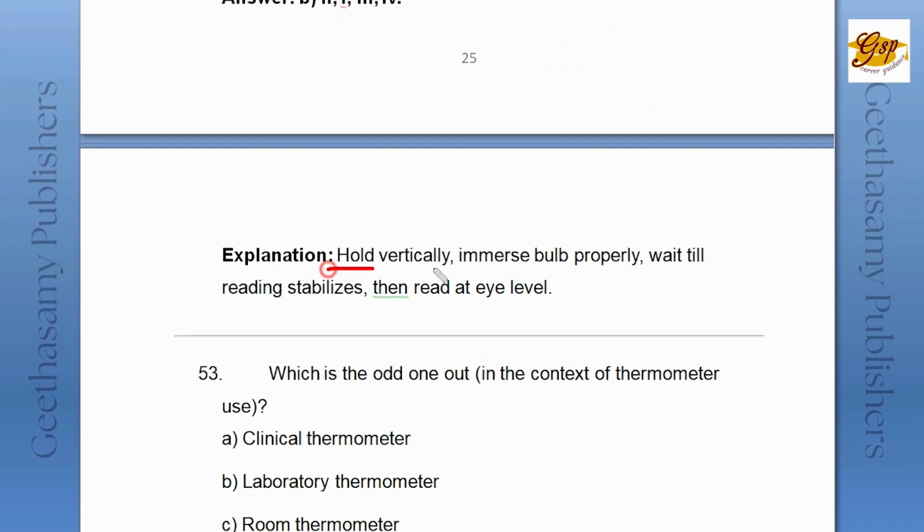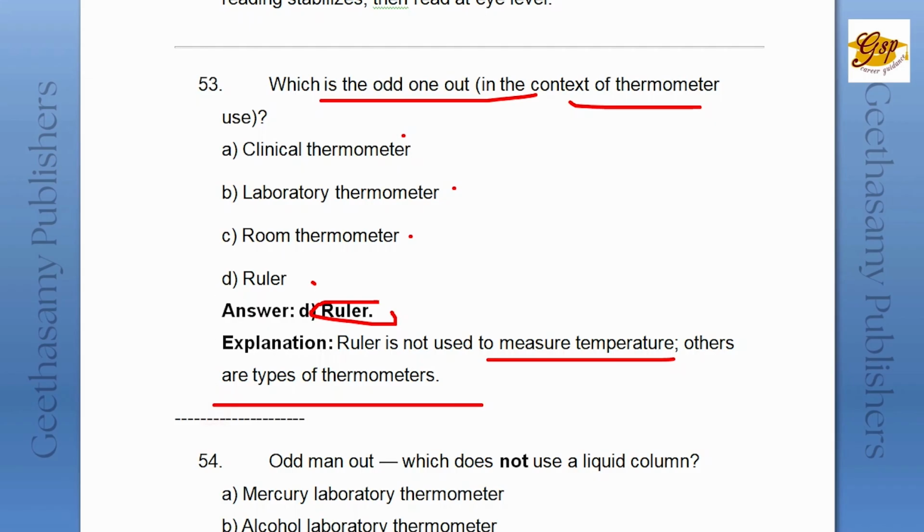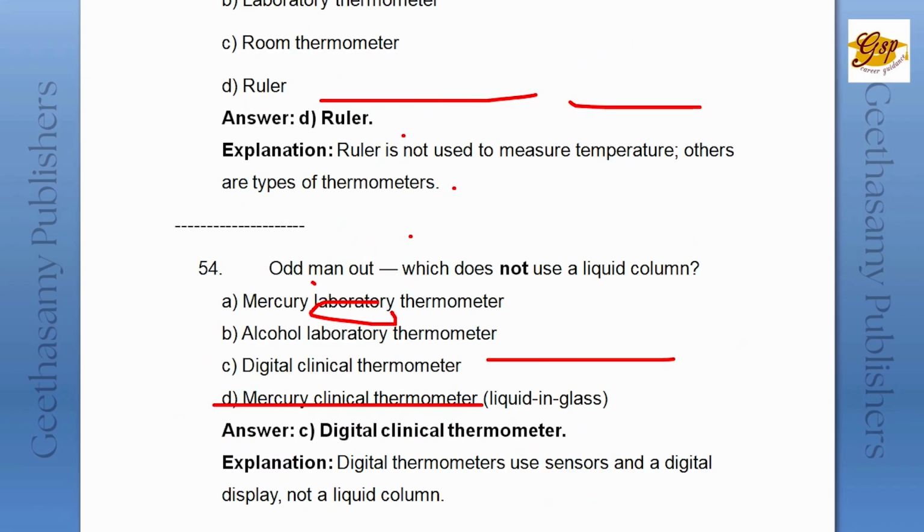So hold vertically, then immerse the bulb properly, and wait till the reading stabilizes, then read at eye level. Fine. Then 53rd question, which one is odd man out here? Clinical thermometer, laboratory thermometer, room thermometer, ruler. So ruler is totally different. It measures length, not used for temperature. All others are used for measuring temperature.